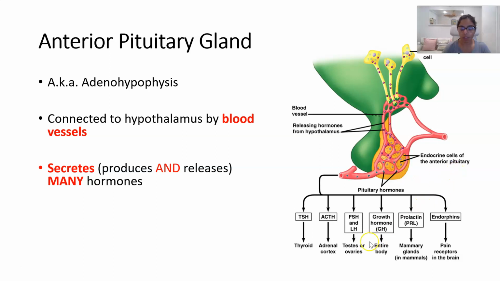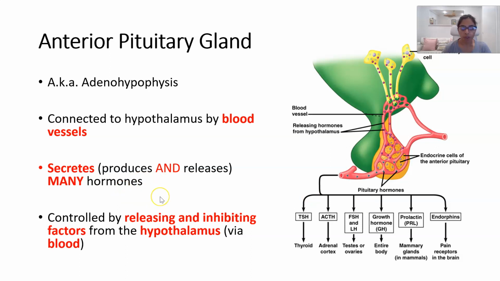The APG itself secretes, which means it gives out and releases, many hormones. And the ones that you need to know about are thyroid stimulating hormone, adrenocorticotropic hormone, follicle stimulating hormone, and luteinizing hormone, collectively known as gonadotrophins because they target the gonads, growth hormone, prolactin, and there's another group of hormones which we don't really concern ourselves with, which are endorphins.